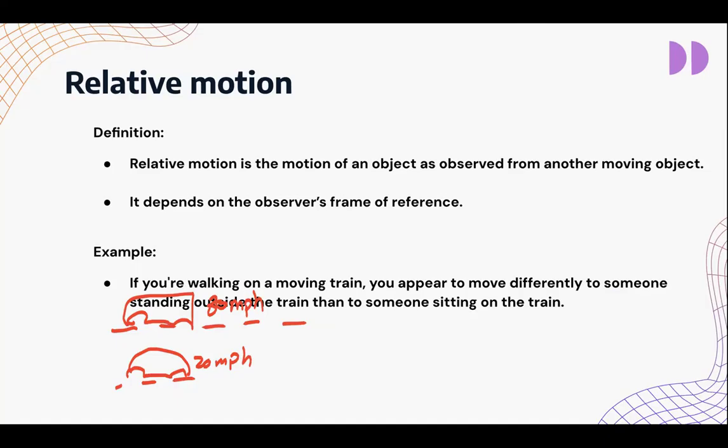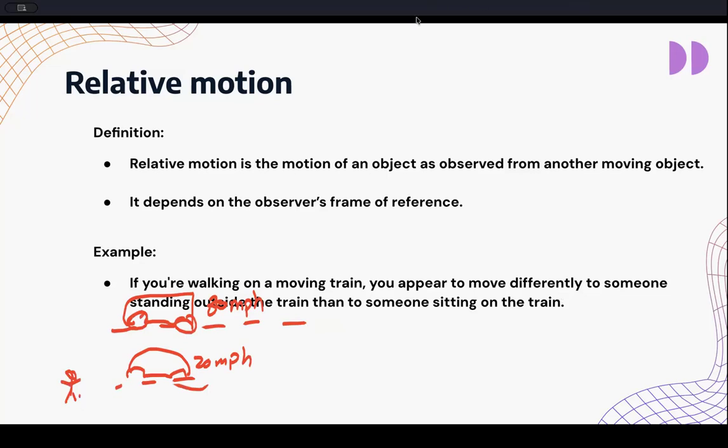Relative to me, Bob is going 10 miles per hour, correct? If someone's standing outside, then Bob is going 30 miles per hour. But if I'm looking at Bob from my car, then he's going 10 miles per hour. That's basically the whole idea of relative motion. It just depends on how you're viewing the frame of reference. I'm going to skip through all the other relative motion slides we have.